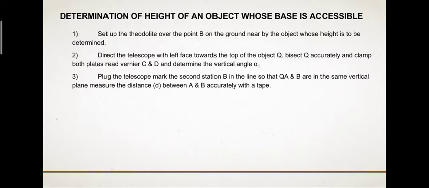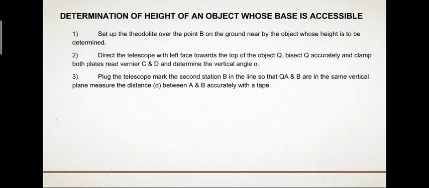Now you are going to set up the instrument at A and measure the angle of the top, that is Q, of the point Q. That angle will become alpha 2. First one is alpha 1, this will become your alpha 2. And now measure the distance between the point A and B. You can't measure the distance between the theodolite point B and the building or your object.